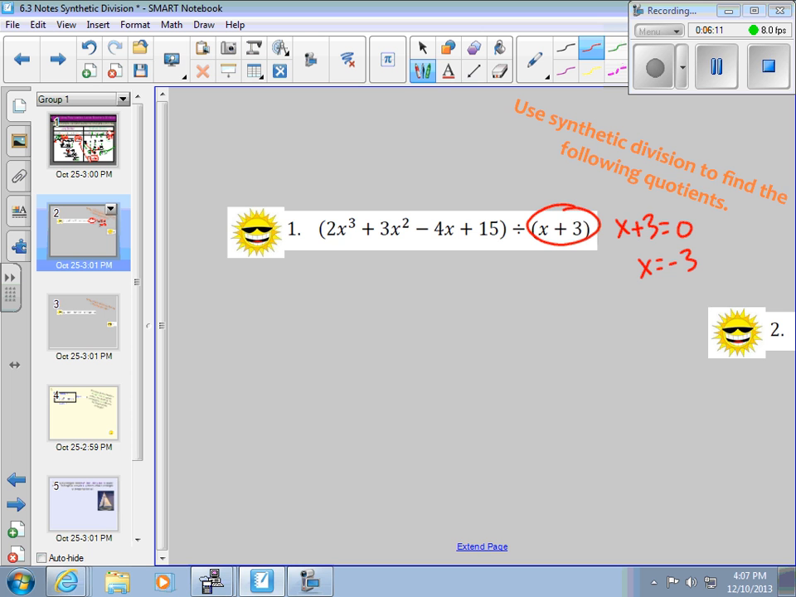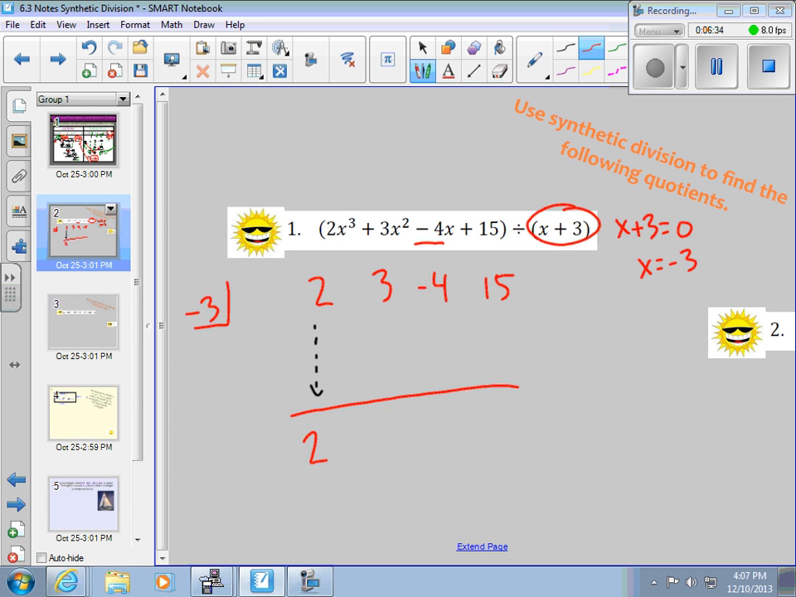-3. That number we're going to put over here in a box. Now we're going to bring down all our coefficients: 2, 3, -4, because we got a minus sign here, and 15. Put a line on there. All right, first step, always just bring down the first number.